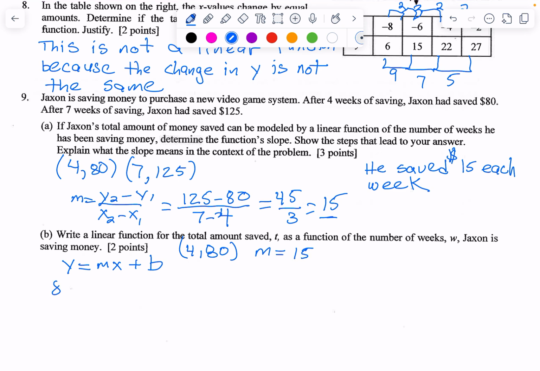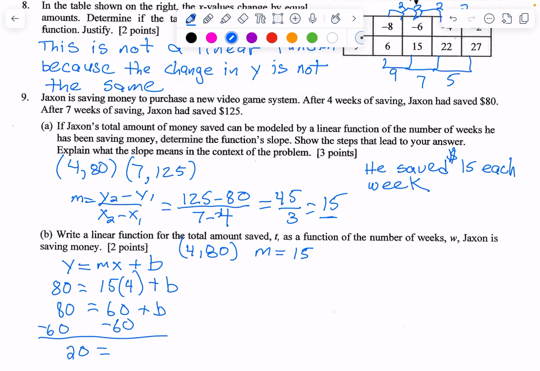So I'm going to put in 80 is equal to 15x, and x is 4, plus b. This becomes 80 is equal to 60 plus b. Subtract 60, subtract 60, and this becomes 20. b is equal to 20.